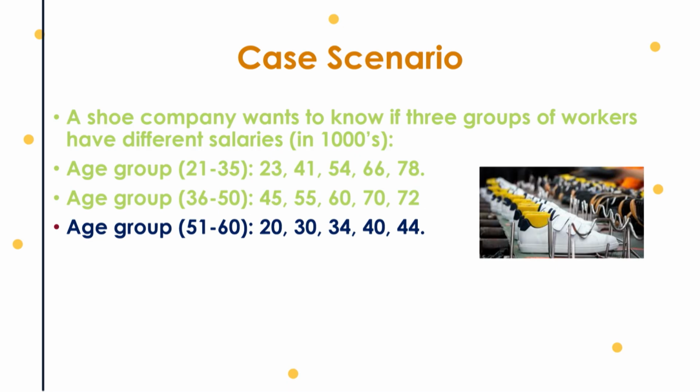For example, a shoe company wants to know if 3 groups of workers have different salaries, with salaries mentioned in thousands. If we had only 2 groups, we could perform the 2 independent t test, but in this scenario we have 3 groups. The 3 groups represent the first age group as 21 to 35, the second age group as 36 to 50, and the third group as 51 to 60. In this case we have to compare all 3 age groups at a time. So, the Kruskal-Wallis test is suitable for comparing this kind of example. So, how do we do the Kruskal-Wallis test?